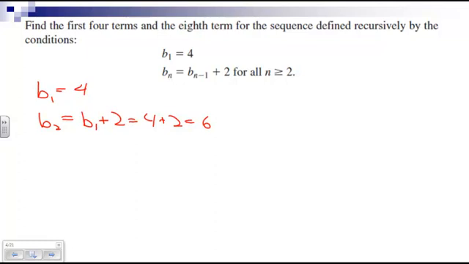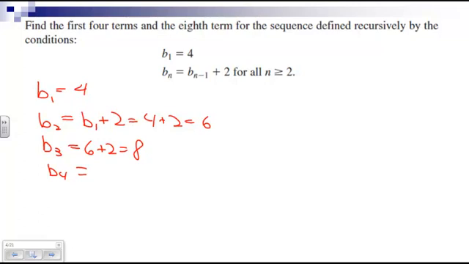Indeed, it is 6. If I want to find b sub 2, take b sub 1, the previous term, and add 2 to it. How about b sub 3? 8. The rule is take the previous term and add 2 to it. Excellent. How about b sub 4?